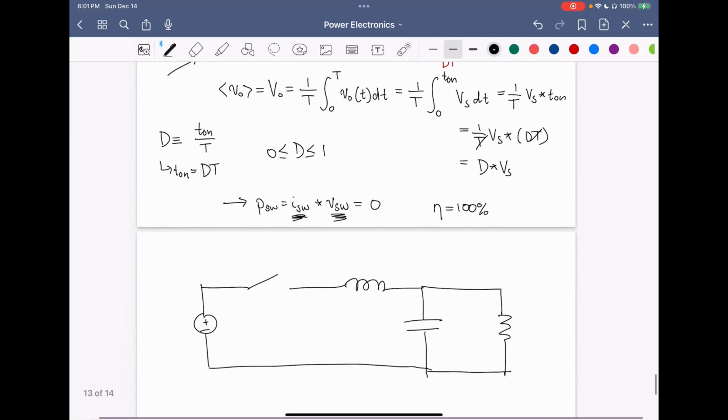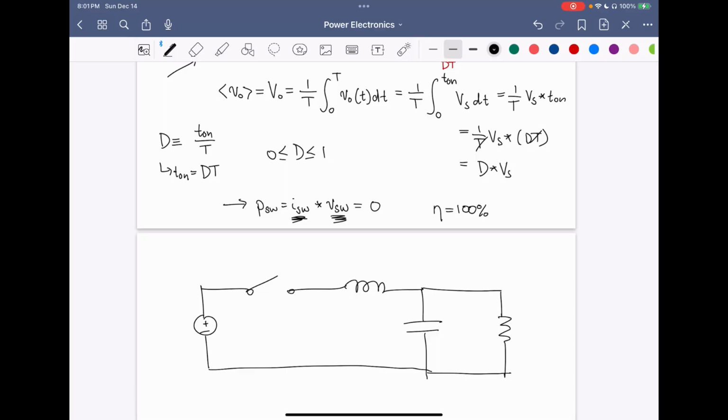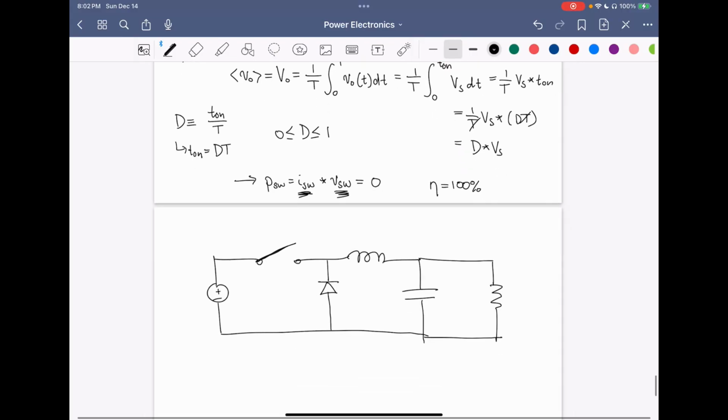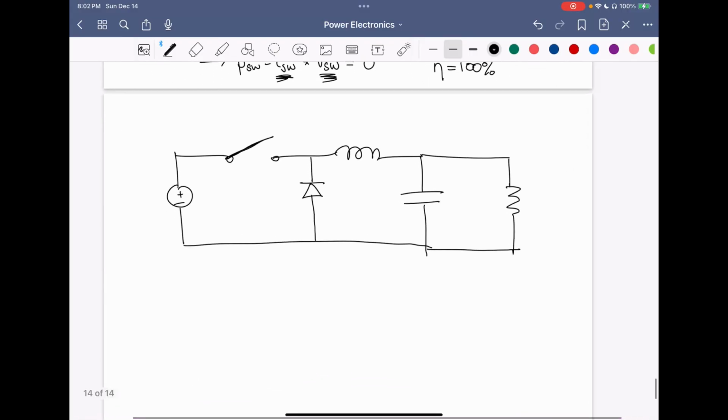Now, when the switch is turned off in this state, we still need current to flow through this inductor. So it turns out we're also going to need a diode here to give a path for the inductor current to flow when this switch is off. Now, this topology is the buck converter.